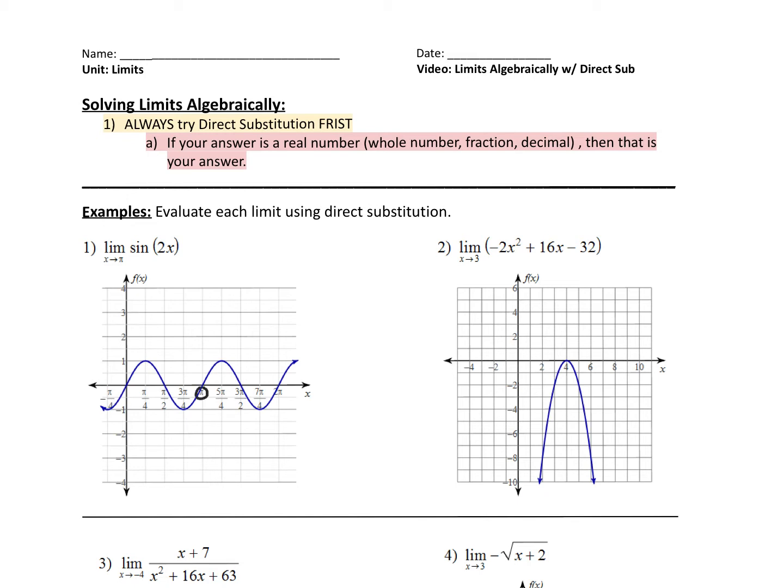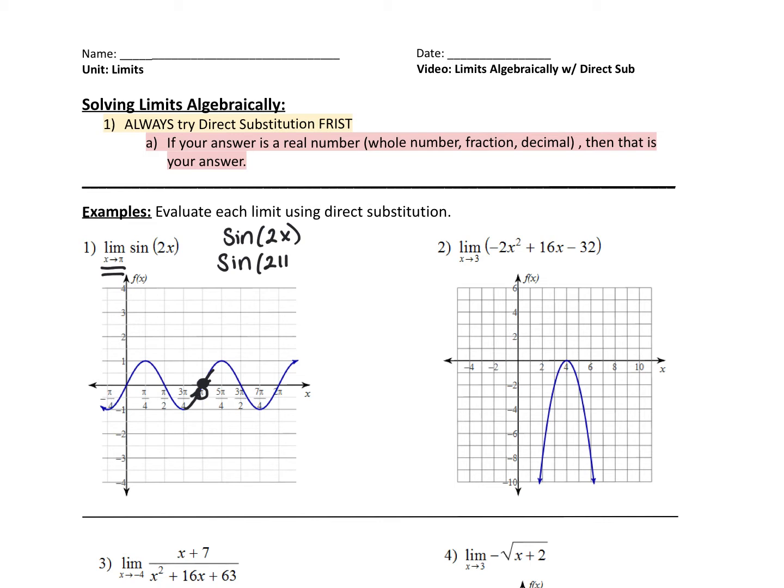So here's pi. The limit from the left and then the limit from the right looks like the y value that this graph is approaching is in fact 0. So we know the answer is 0. Let's prove it algebraically. The way direct substitution works is plain and simple. You directly substitute the value that you have. So sine of 2x, but instead of x, we're going to put pi.